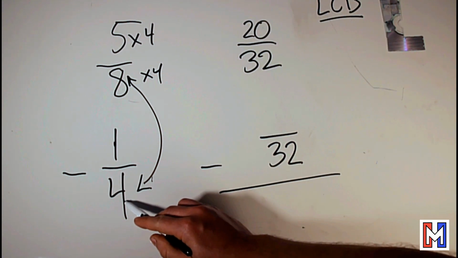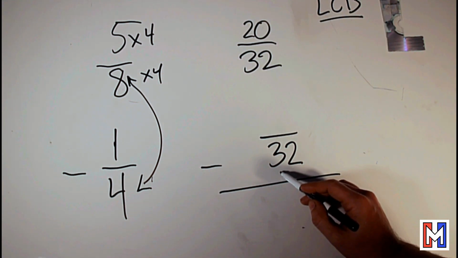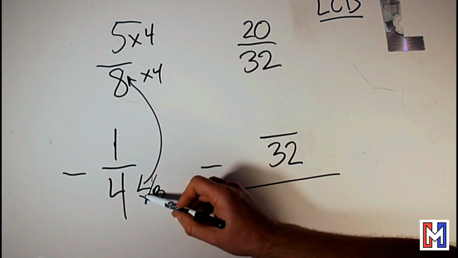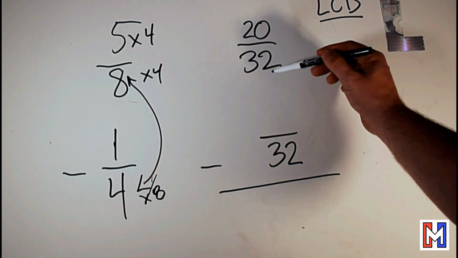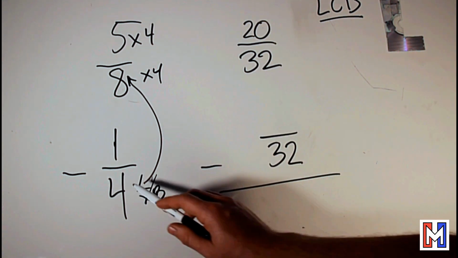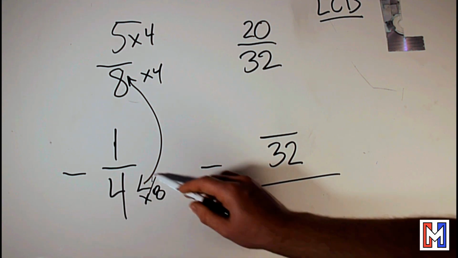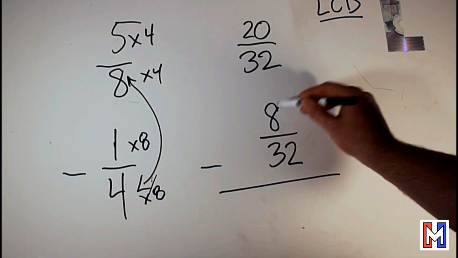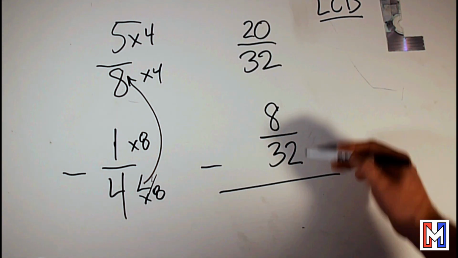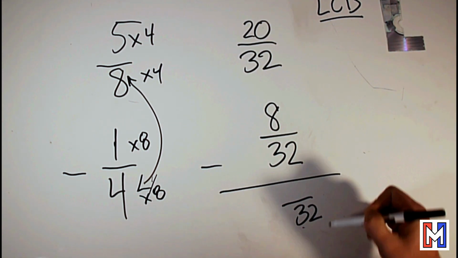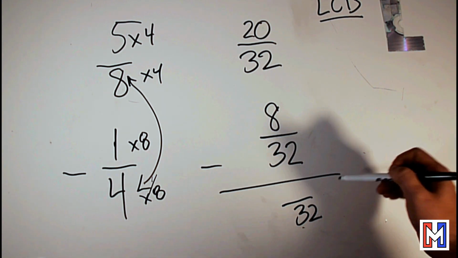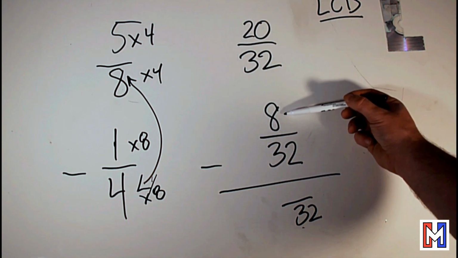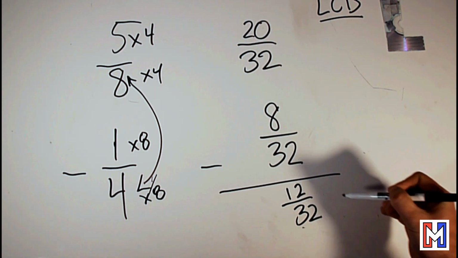Now down here, what did we multiply 4 by to get 32? Well, we multiplied 4 by 8. See how we're using both denominators to come up with something that's common. Now, whatever we have to multiply our denominator by, we have to do to our numerator. 1 times 8 is 8. So now we have a common denominator. So our denominators will stay the same in our answer because that's how many parts make a whole. And then we subtract our numerators. 20 minus 8 is 12.